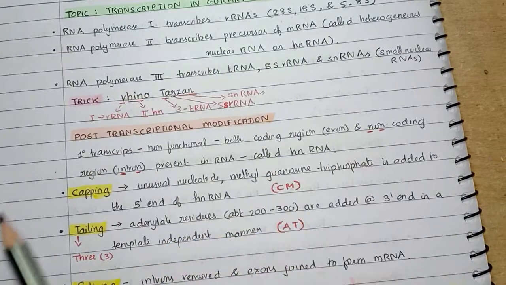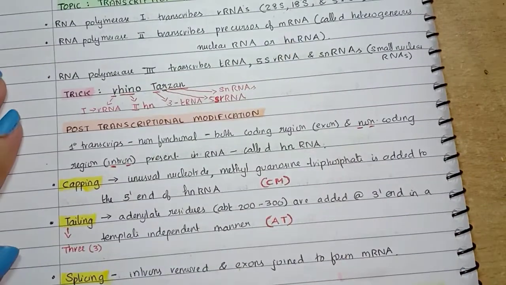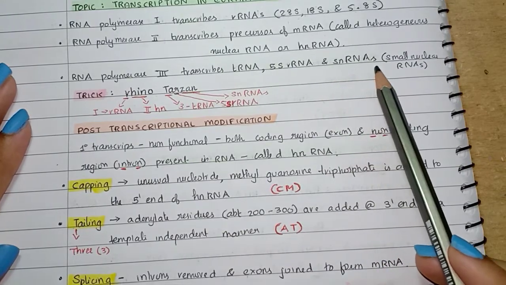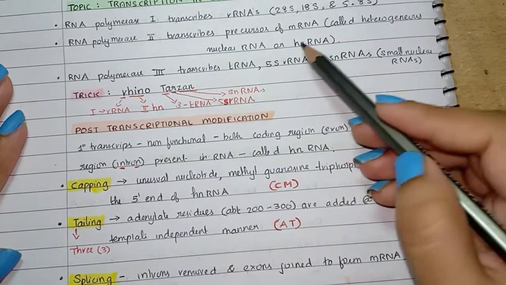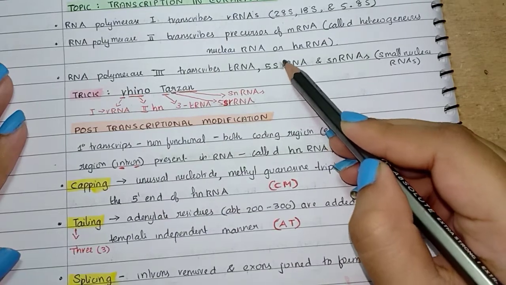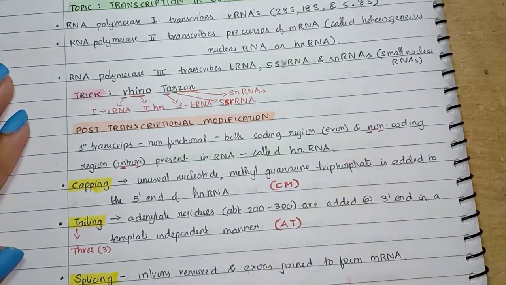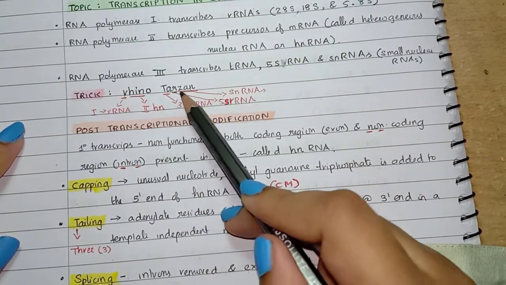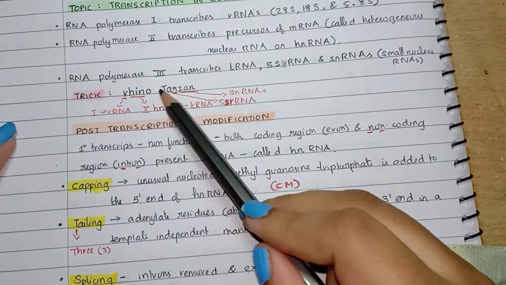And RNA polymerase 3 transcribes tRNA, 5S rRNA and snRNAs, small nuclear RNA. The trick is "Rhino Tarzan". So Rhino goes with Tarzan.